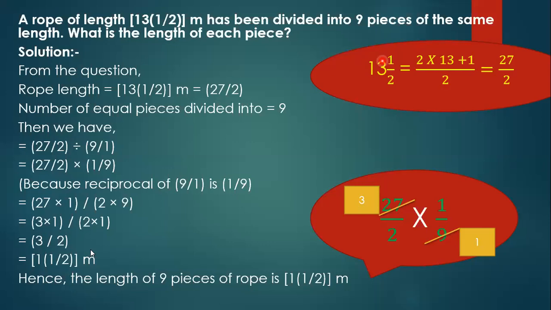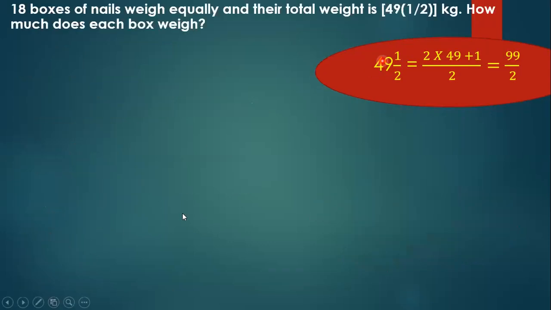Now children, again, whenever we have an improper fraction in the answer, we can see that 3 by 2, the numerator is greater than the denominator. Whenever we have an improper fraction in the answer, we'll convert it into mixed fraction. 3 by 2, 1 times 2, 1 remains. So it would be 1 1 by 2 meters. We'll write the answer properly. Since it's a word problem, we'll write: hence the length of 9 pieces of a rope is 1 1 by 2 meters. We'll have another one.